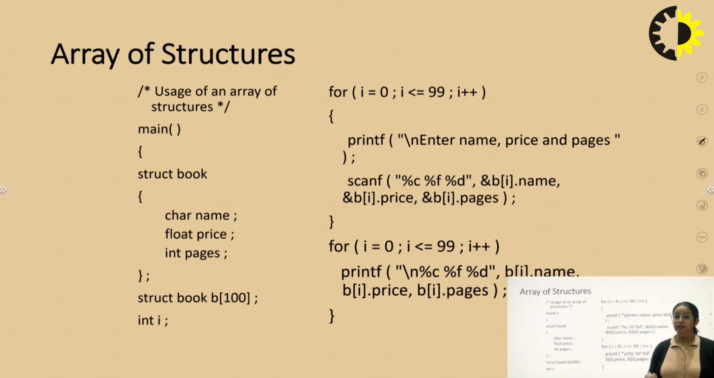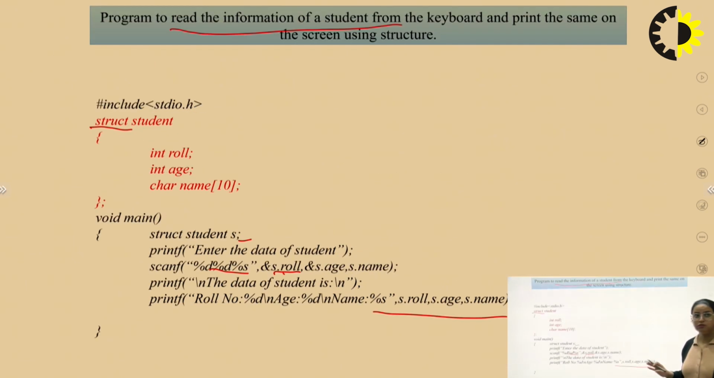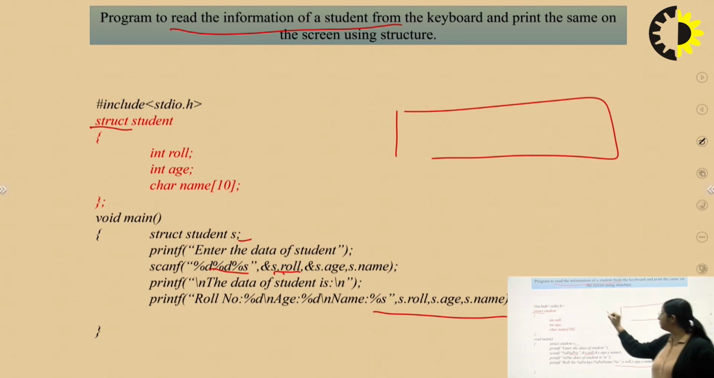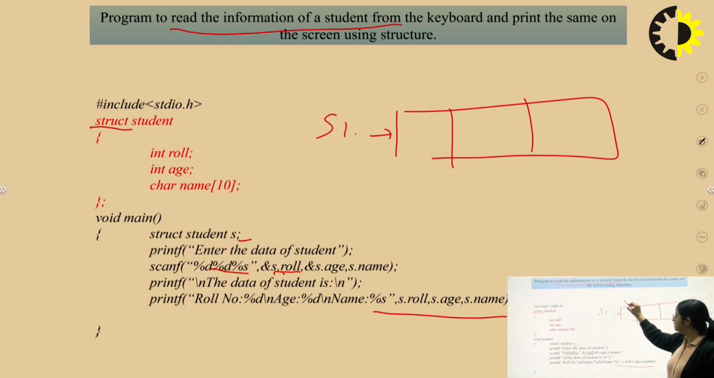Now the next important topic is array of structure. Before this, we were storing only a single variable, or a record of a single entity. Like in this example, we have a student s1, and for this student s1 we have 3 fields: one is roll number, second is age, and the third is name.